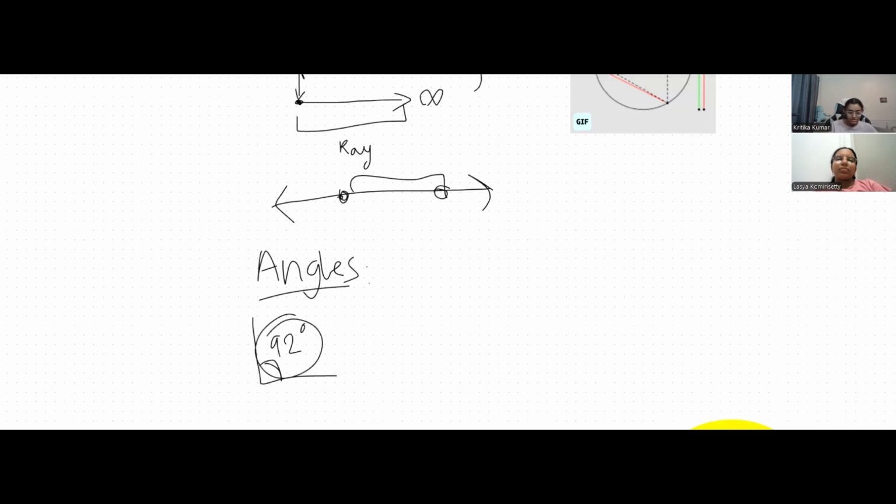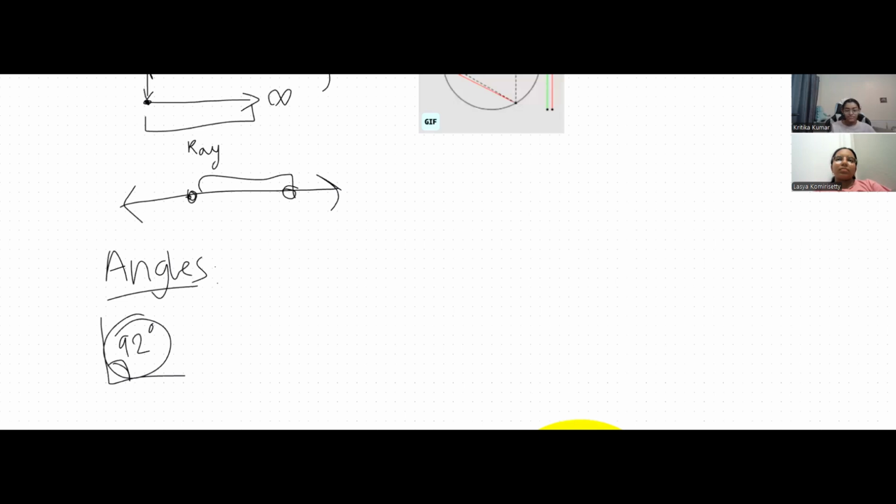Now let's go into types of angles. And I love this because it's really, really simple. There are 5 different types of angles. There is an acute angle, which looks like this. The reason it's called an acute angle is because the degree is less than 90. So it's less than 90 degrees. That's why it's called an acute angle.